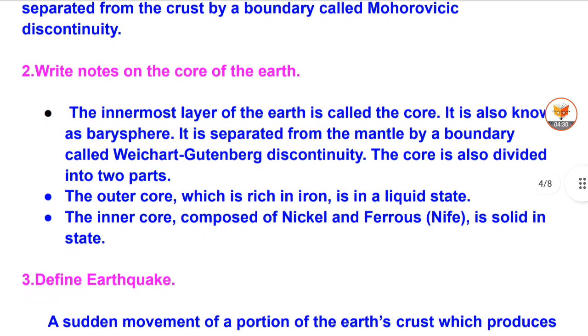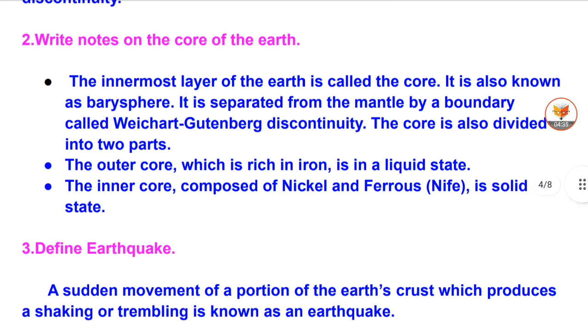2. Write notes on the core of the earth. The innermost layer of the earth is called the core. It is also known as barysphere. It is separated from the mantle by a boundary called Gutenberg discontinuity. The core is also divided into two parts. The outer core, which is rich in iron, is in a liquid state. The inner core, composed of nickel and ferrous, is solid in state.